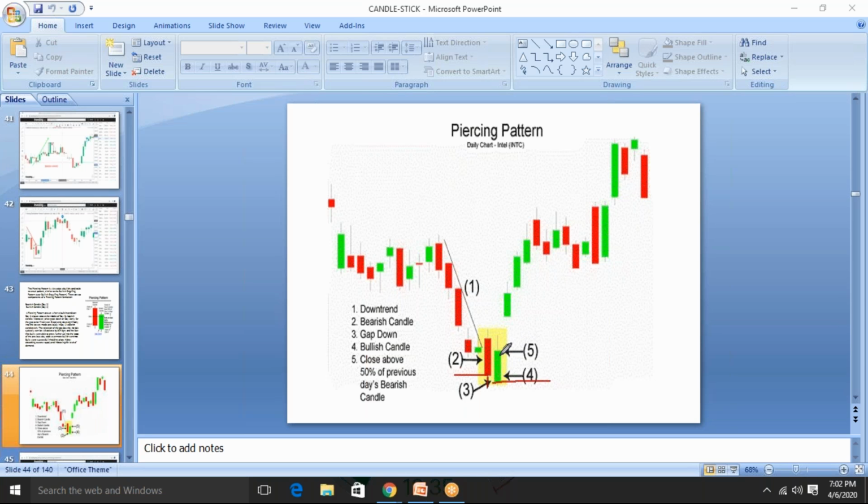And what is the next condition? The close of this candle should be at least 50% of the previous bearish candle. This was the bearish candle. So the condition is it should close at least 50% of this bearish candle. So clear cut, this is the middle part of this candle. So clearly it should close at least 50% or maybe 60%. It can be 70%. No worry.